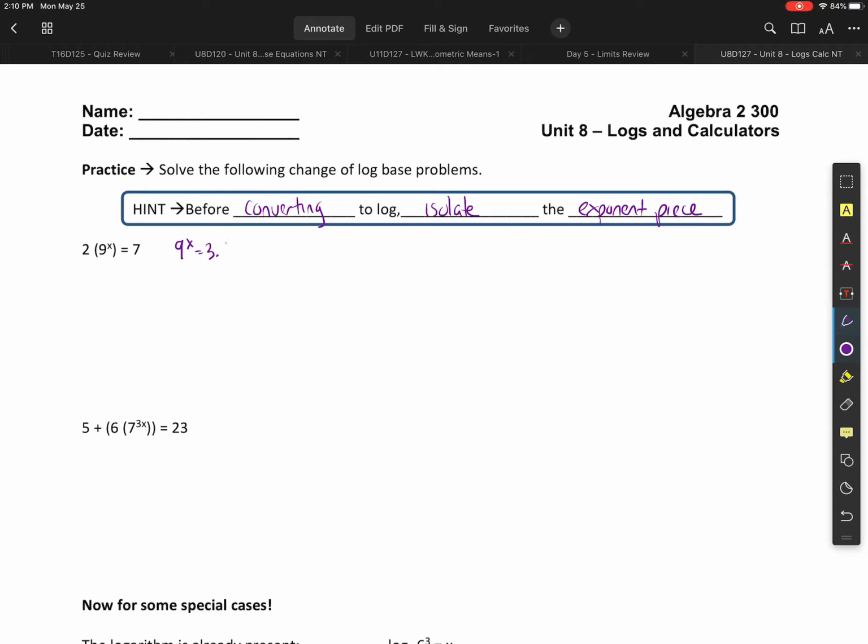9 to the x equals 3.5. Convert to logs. Log base 9 of 3.5 equals x. Log 3.5 over log 9 equals x. What is your final answer here? 0.57. And what do you do? Plug in, check. Know for sure that your answer is correct. So just check in for a quick moment.